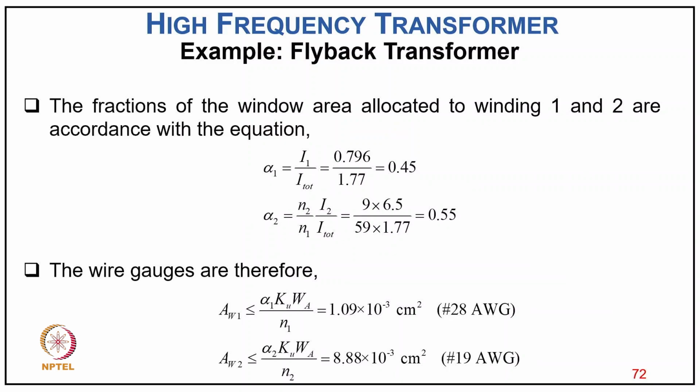So the fraction of window area is allocated to windings 1 and 2 according to the equation. So alpha 1 equal to I1 upon I total, putting the value it comes 0.45. Alpha 2 equal to N2 into I2 upon N1 I total, it comes 0.55. So the wire gauges are therefore A_W1 less than alpha 1 Ku W upon N1, 1.09 into 10 power minus 3 centimeter square. So it comes 28 wire gauge, and A_W2 is alpha 2 Ku W upon N2, that comes 8.88 into 10 power minus 3 centimeter square, it comes 19 wire gauge.